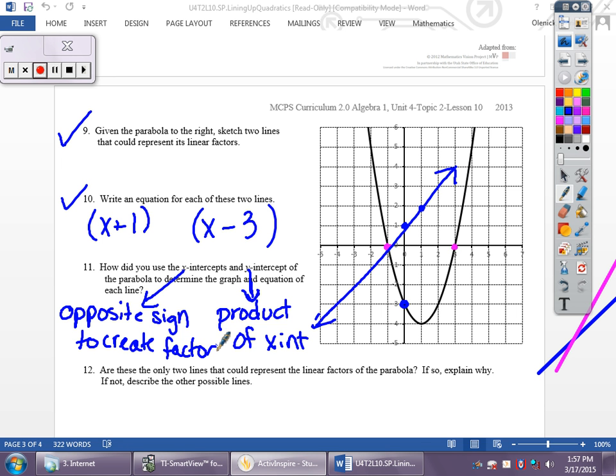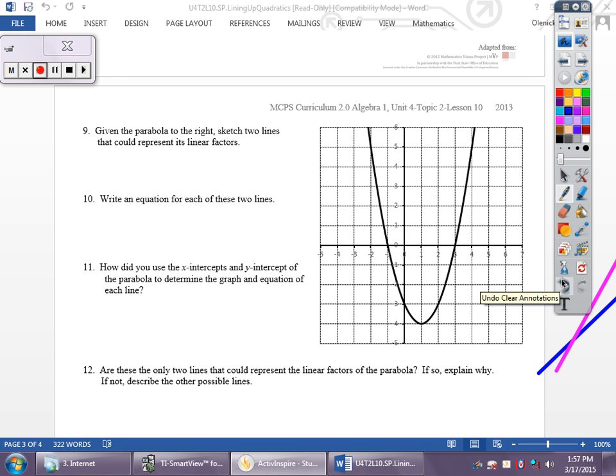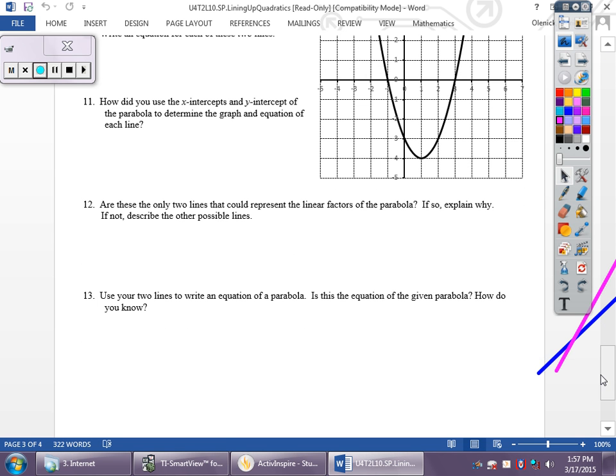Okay? Are these the only two lines that could represent the linear factors? No. I mean, I could come up with another equation that would go through -1. There's a couple different ones. Now, are they the only ones that represent the factors of this parabola? Well, we need to check and see. So let's scroll down. And I'm actually going to do 13, and then we'll come back and talk about number 12.